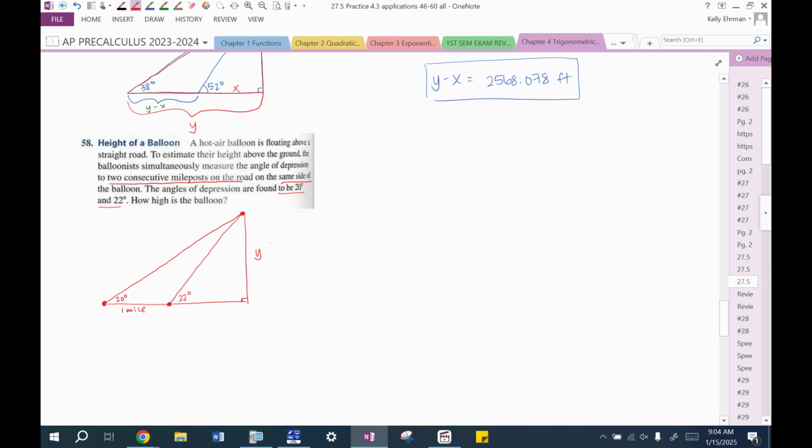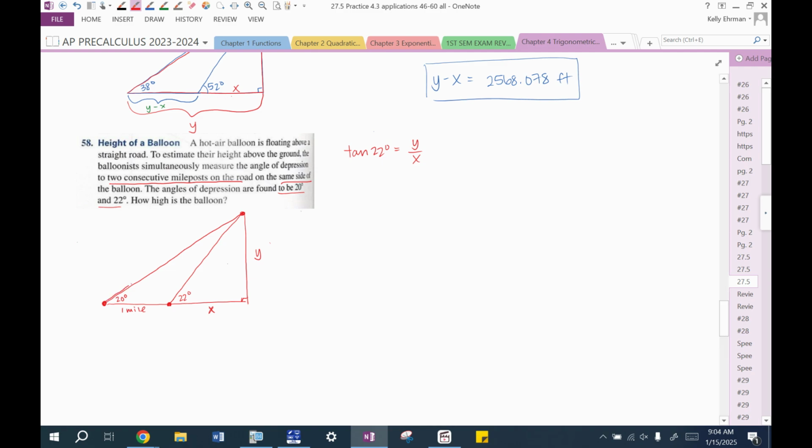And I don't know the short leg of this, or this leg, excuse me, of the smaller triangle. So I'm going to call that x. So far, there's not a ton to go off of. It's like, okay, tangent of 22 is y over x. I have that. Let's take a look at the bigger triangle.